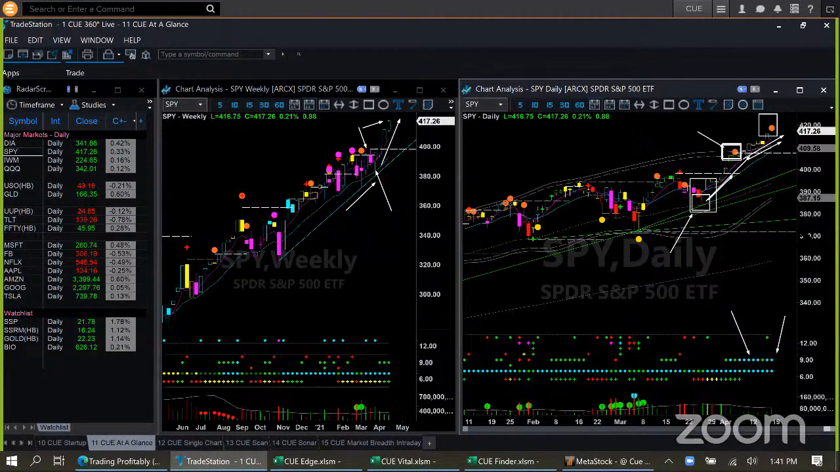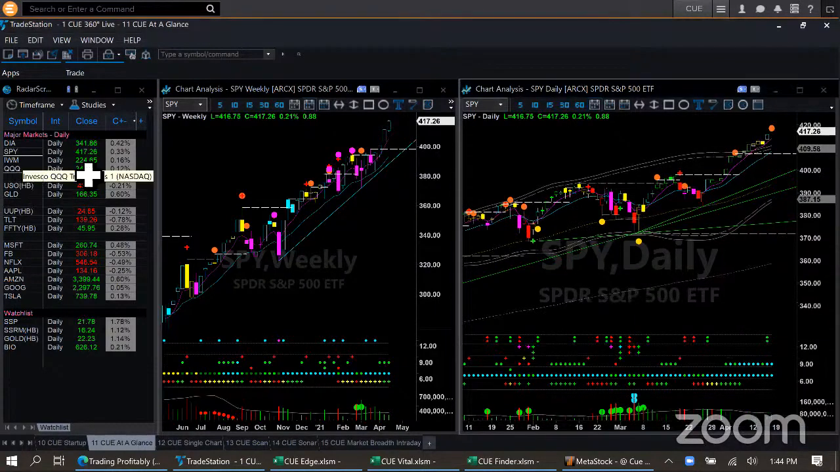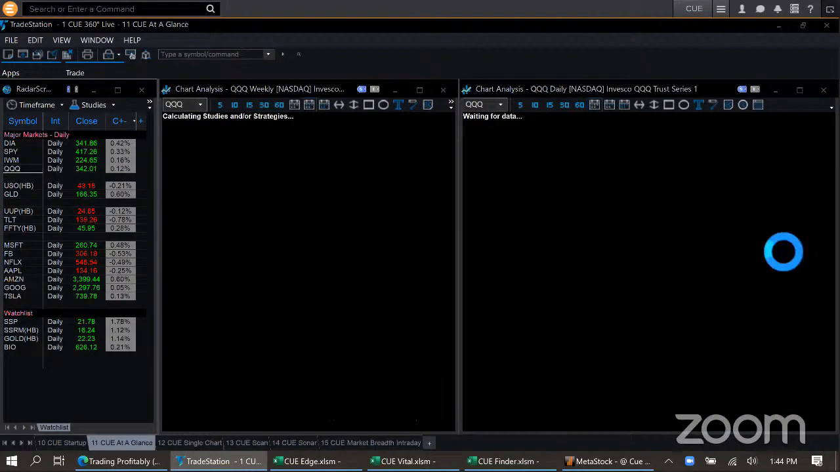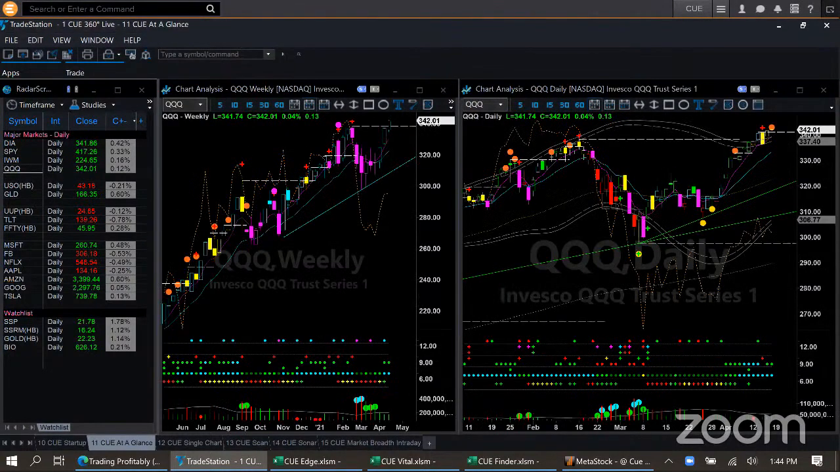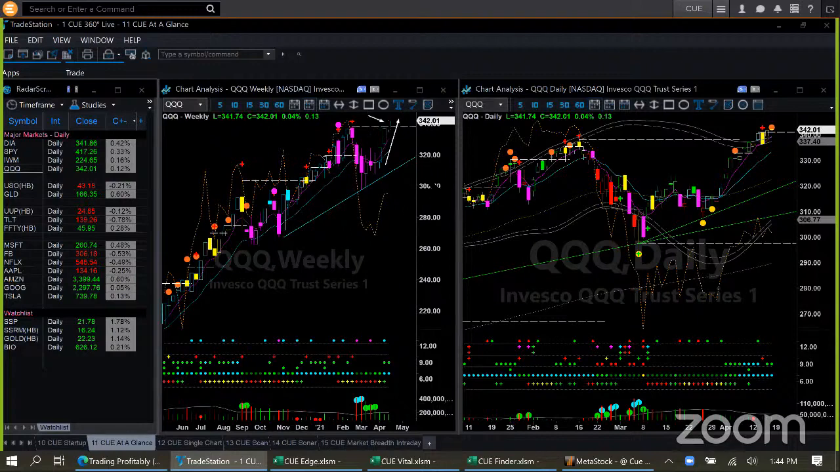SPY is not showing any weakness. What about the other market ETFs? SPY made a new all-time high. We saw that, and QQQ also made a new all-time high. Just this week, SPY made a new all-time high earlier than QQQ. At the right edge, both daily and weekly for QQQ are also bullish.